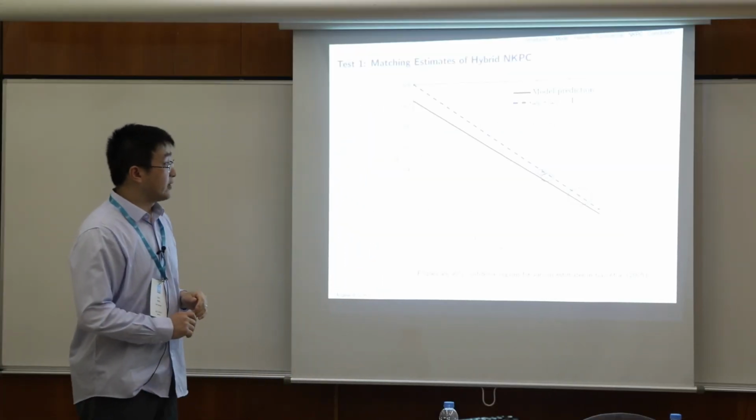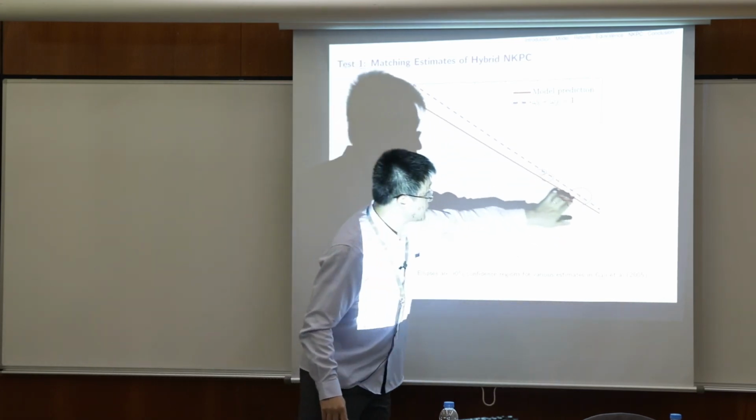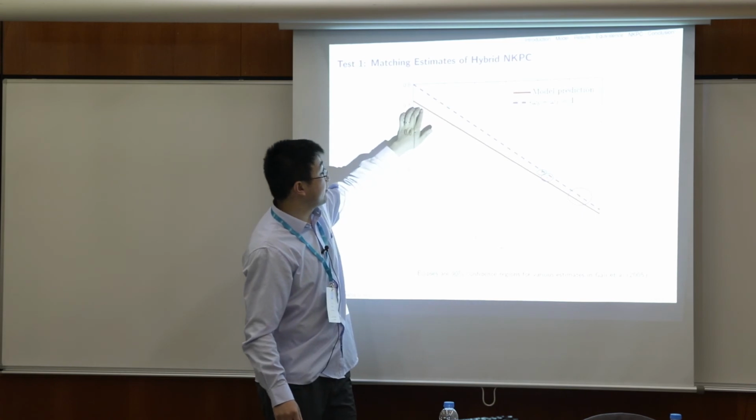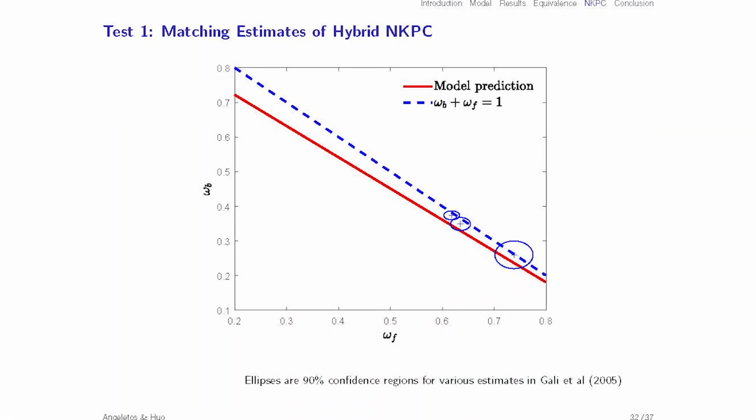And this is how it looks. The red line is our theory. If you want to be replicated by the information model, the omega B and omega F pair has to fall on this line. And these three circles are the baseline estimate from the Galí and Gertler paper. You can see that they are pretty close to our theory's prediction.